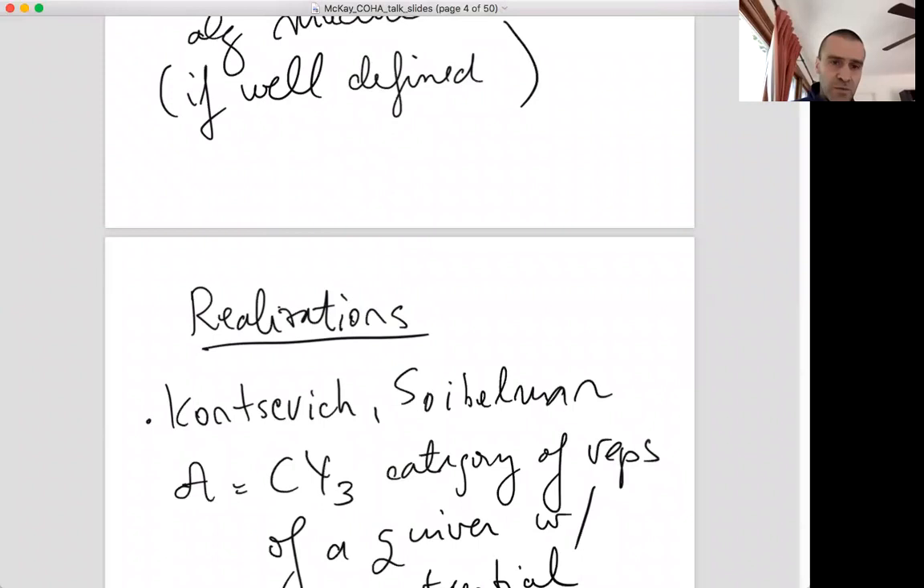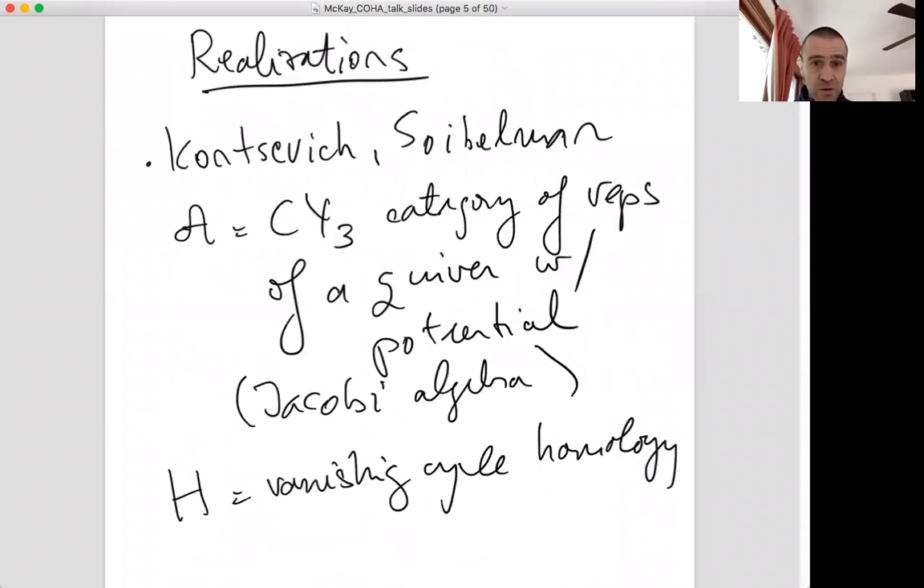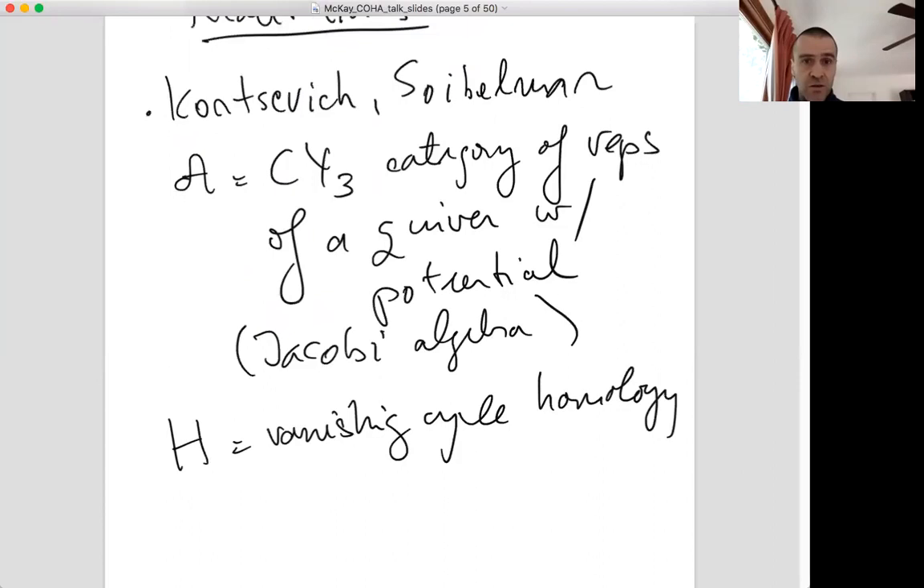So now what are the realizations? The first one that clearly started the subject is Kontsevich and Soibelman, in which case A is of homological dimension 3 and it's a Calabi-Yau 3 category. Initially it's a Calabi-Yau 3 category of representations of a Jacobi algebra or a quiver with potential. In that case, H is going to be the vanishing cycle homology, or better said, the dual to the compactly supported cohomology of the sheaf of vanishing cycles associated to this potential. It's a fairly sophisticated cohomological theory. But it was shown by Kontsevich and Soibelman that in this case, you can construct the associative algebra structure, and that was called cohomological Hall algebra.